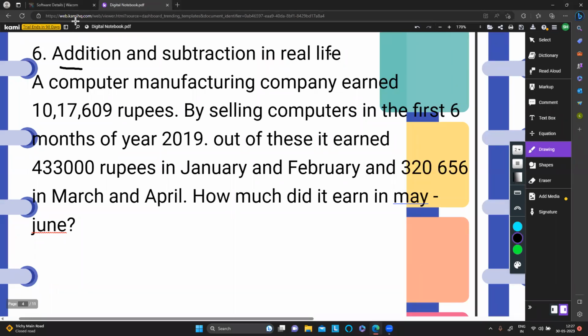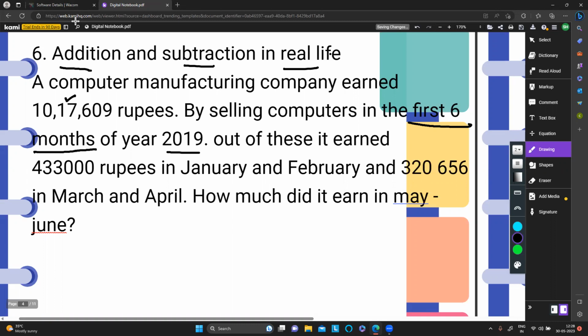Let's move on to addition and subtraction in real life. Okay, this is a problem based on both addition and subtraction. Both the mathematical operations will be involved in this. A computer manufacturing company earned 10,17,609 rupees. So the total earnings is this by selling computers in the first 6 months. So you have to note this time period, 6 months in the year 2019.